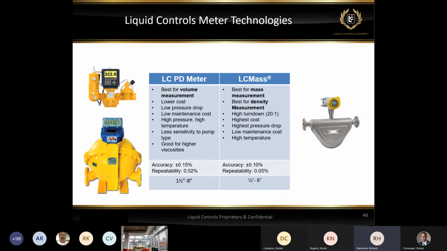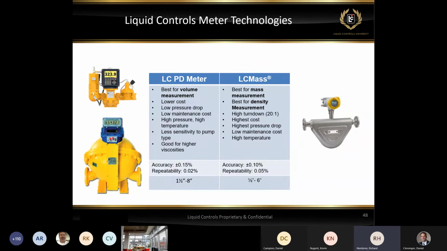The size range is from 1.5 to 8 inch. The LC mass is best suited if you need to do a mass measurement, if you want to read out in pounds, in weight, and is best for density measurement. High turndown, 20 to 1. However, it is the highest cost, it's more expensive. Highest pressure drop, low maintenance cost, and also good at high temperatures. And excellent accuracy and repeatability.